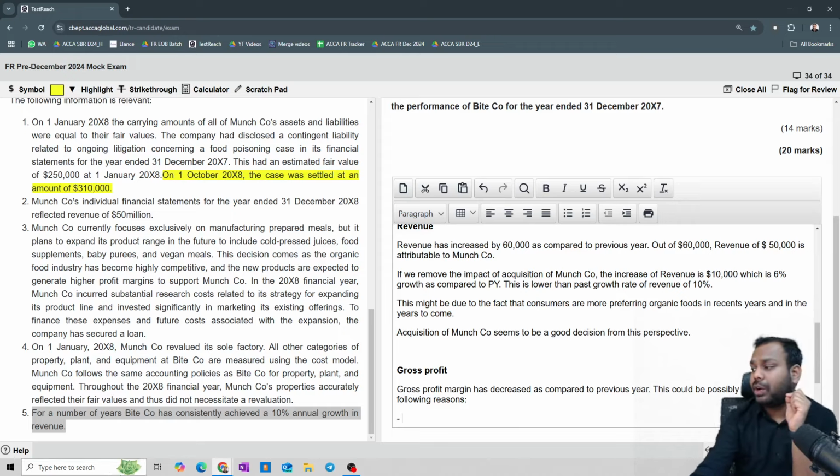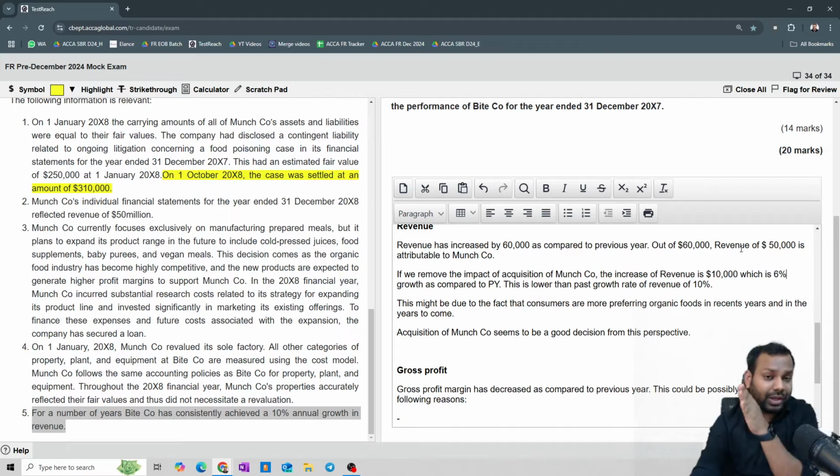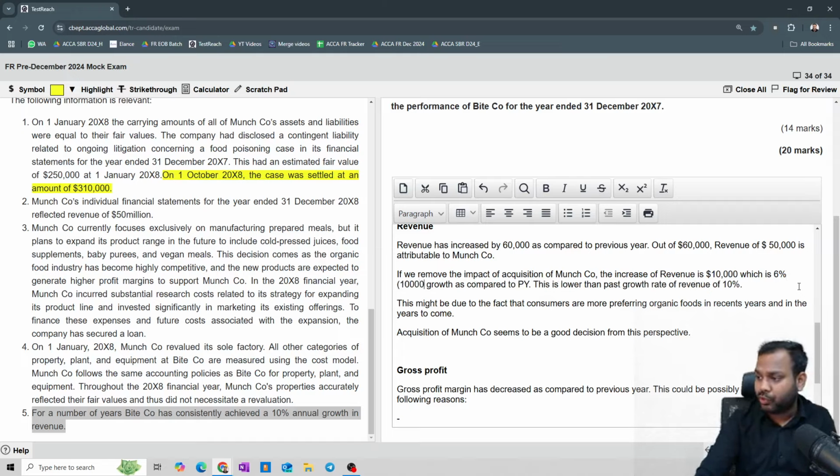Diksha is asking, how did we achieve 6%? So tell me, if we remove the element of 50,000, what is the growth of revenue? From 160,000 to 170,000. So 170,000 minus 160,000, that is 10,000. So 10,000 divided by 160,000 is 6%. If you want me to write the formula, it is 10,000 divided by 160,000.